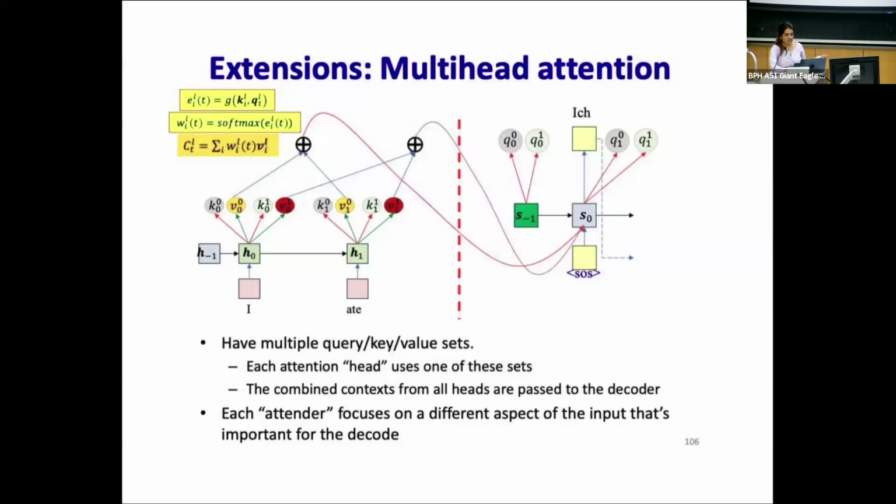You can think of it like one attention head would focus on the relative positions between the words. Another attention module could pay attention to the punctuation in the input sequence or something. And in the end, you take all the attention vectors, concatenate them, and pass them to the decoder for decoding. This is the extension of multi-head attention.